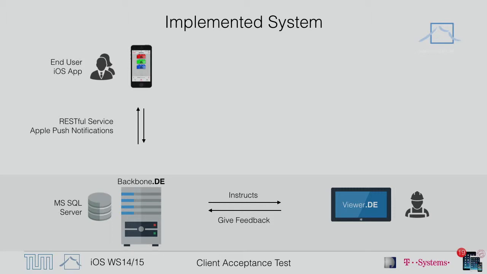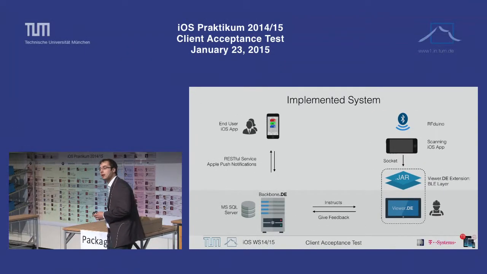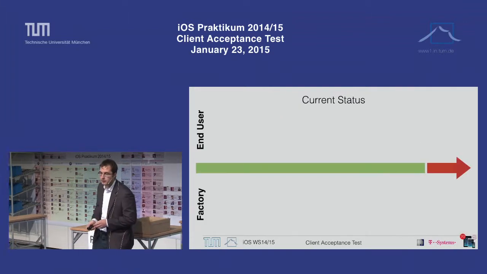Another part of the desk system, you already saw the viewer DE with the worker, the tablet. This shows the information for the worker. And we extended this application by a Bluetooth low energy layer to be able to automatically trigger new instructions when the worker enters a zone of a workstation. And therefore we have these small Bluetooth low energy devices, Arduinos, and we scan for them.